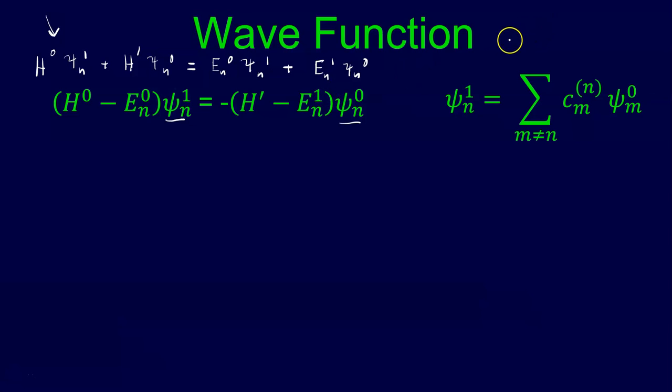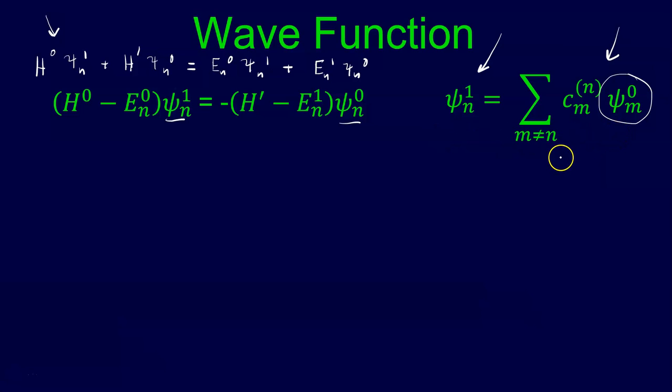The next thing is I'm going to assume that the correction to the wave function, psi n1, can be written as a linear combination of the eigenfunctions from the unperturbed Hamiltonian. Again, this is the system that we've already looked at, for example, the infinite square well. We know that these eigenfunctions are complete, and so you can express anything in terms of those.